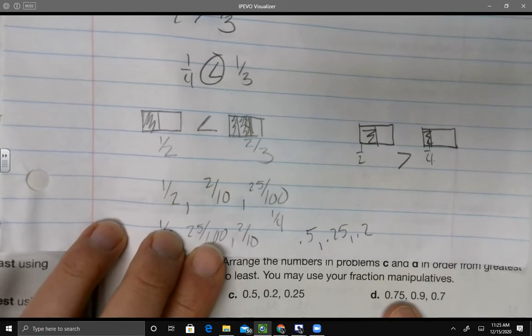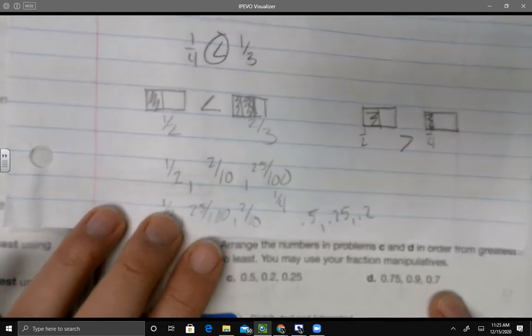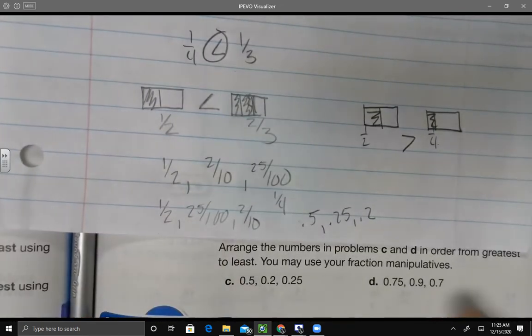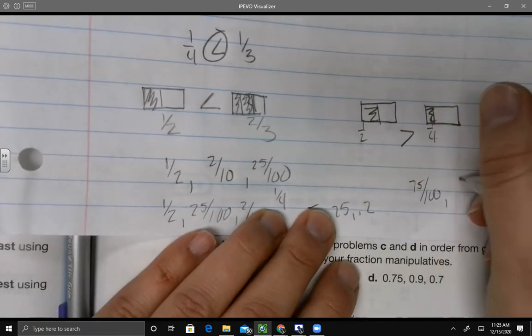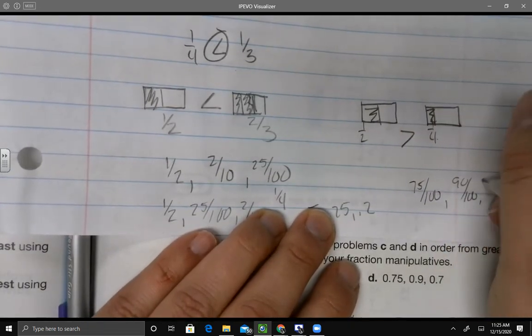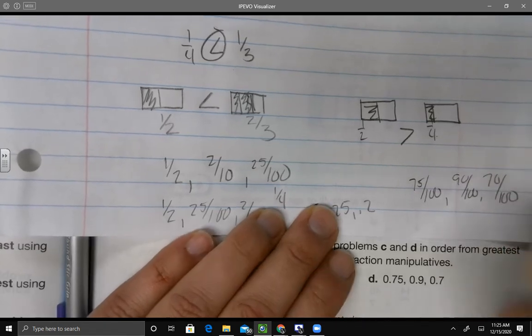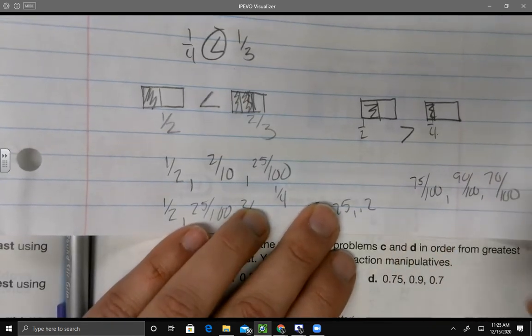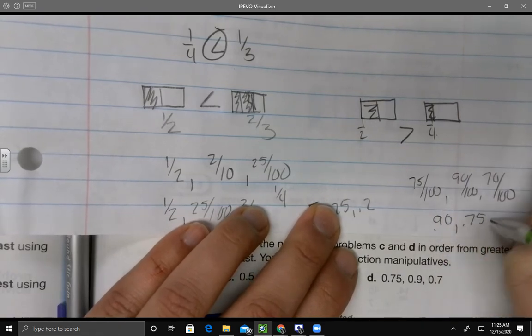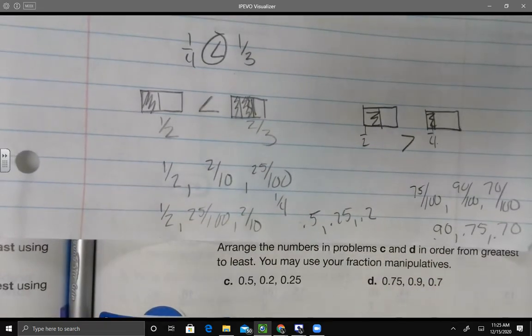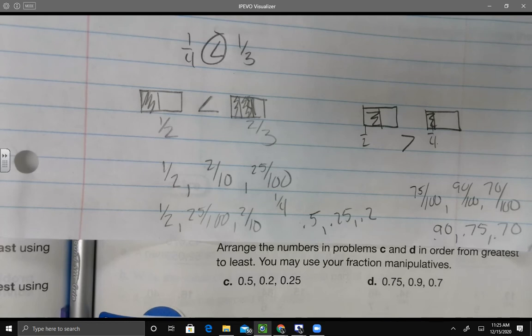And then we have the next one, 75 hundredths, 90 hundredths, or 70 hundredths. So this one is a little bit simpler, but we can change it into a fraction. So it wants us to put it in order from greatest to least. So 90 is going to be our greatest, then 75, and then 70. Okay? So there you go, comparing fractions. Using pictures is really helpful. You can also, if you have items to use at home, you're welcome to use those as well.